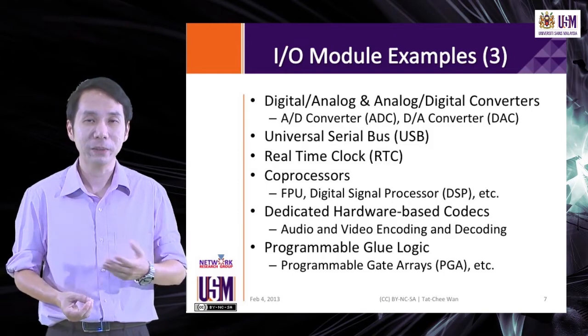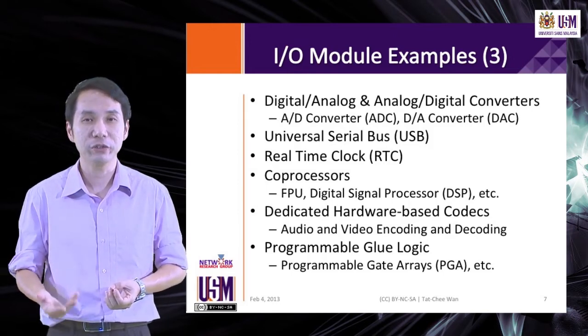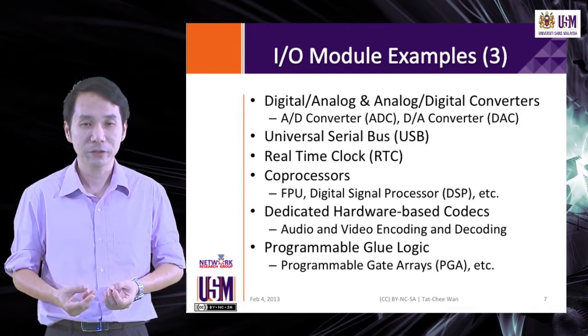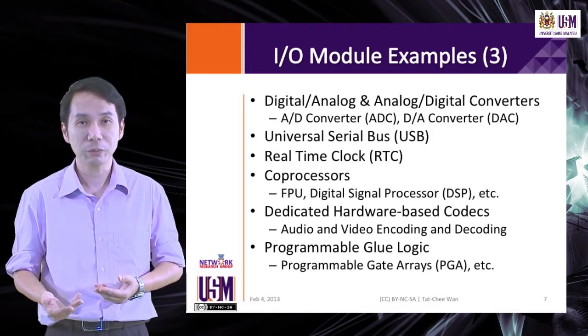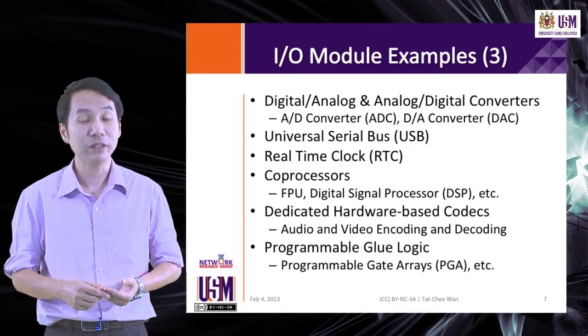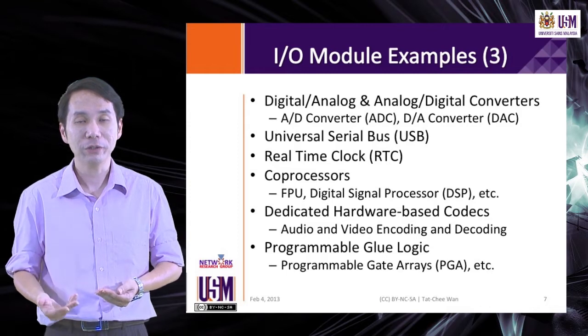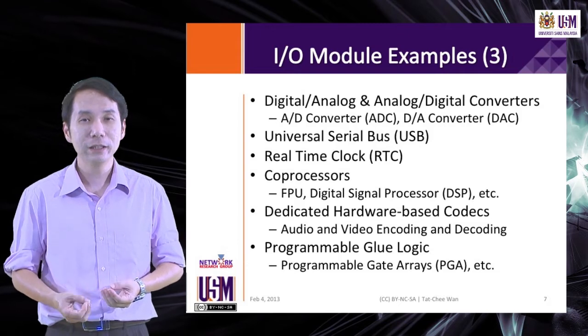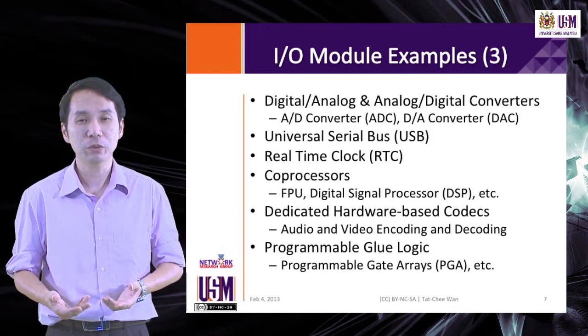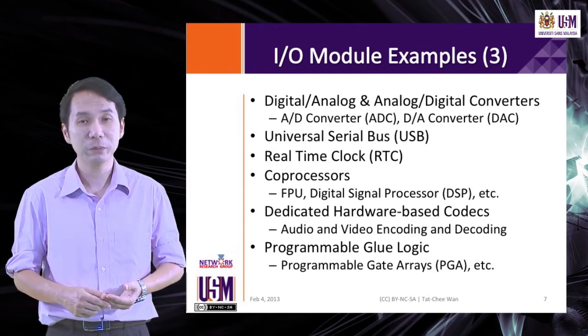Then we will have other interface buses, such as the Universal Serial Bus or USB, as well as other peripherals like real-time clocks, co-processors, including FPUs or floating point units, digital signal processors or DSPs, and so on, and dedicated hardware and software codecs, which are more and more found in devices today used for audio and video encoding and decoding. Finally, some advanced microcontrollers may even include programmable glue logic, such as a programmable gate array and other reprogrammable logic that can be used to program or define specific functions needed by the microcontroller.